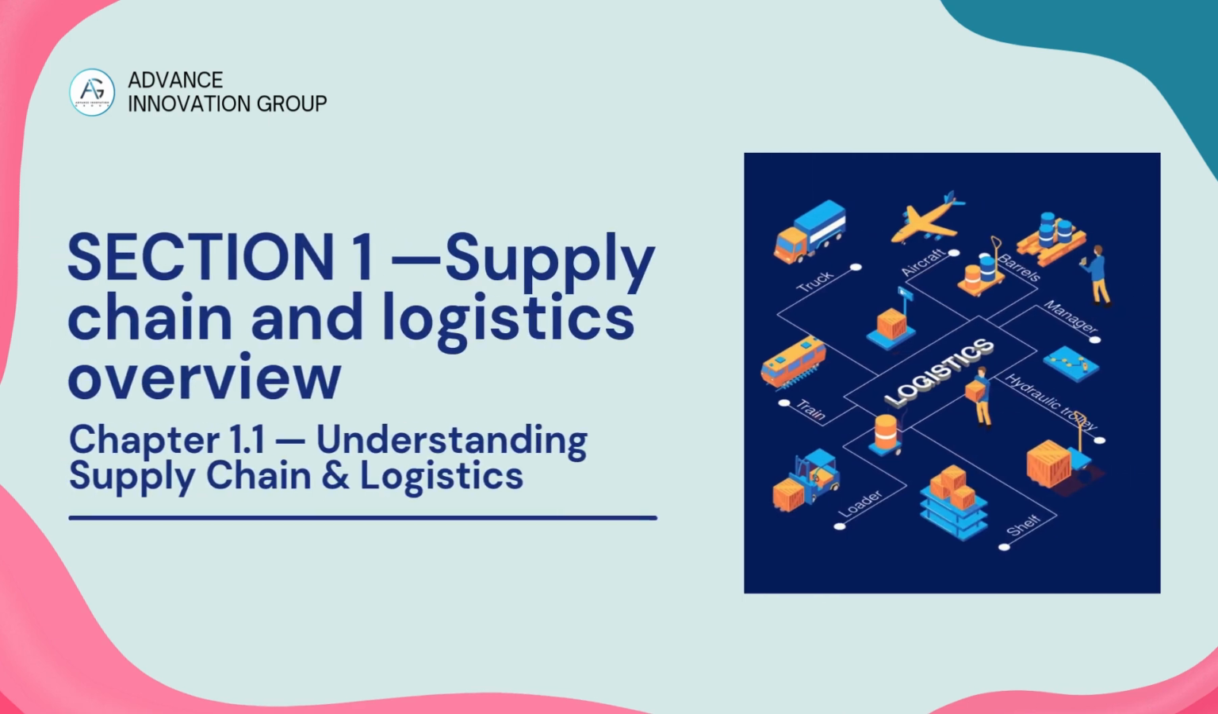In this section, we will understand the basics of supply chain and logistics. A supply chain covers everything from sourcing raw materials to delivering the final product to the customer. Logistics focuses mainly on transportation, storage, and movement of goods. In this chapter, we will learn how different elements like suppliers, transport, warehouses, and distribution work together to ensure smooth product flow. This foundation will help us understand advanced supply chain concepts in the coming chapters.